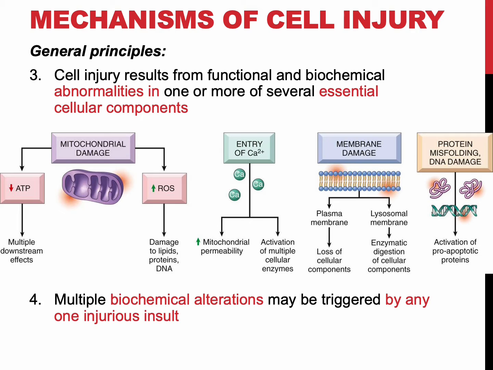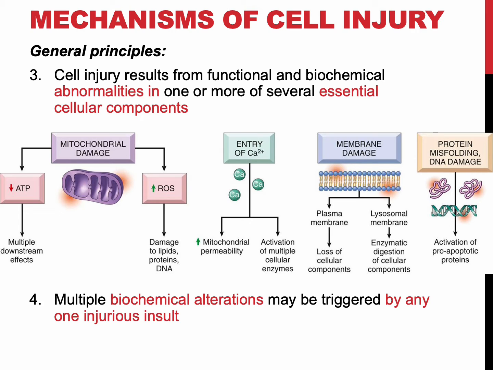And overall, what leads to the cell injury is that you will have within the cell itself a functional and biochemical abnormality. And these abnormalities often affect the very important essential cellular components, which are essential for the survival of that cell. So you'll see when we talk about the different major mechanisms of cell injury in a few slides, we'll go through these different essential components that can get affected.